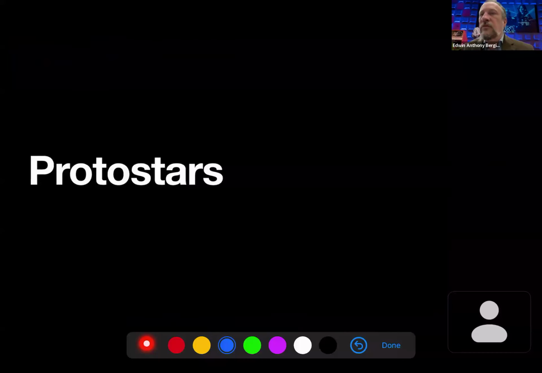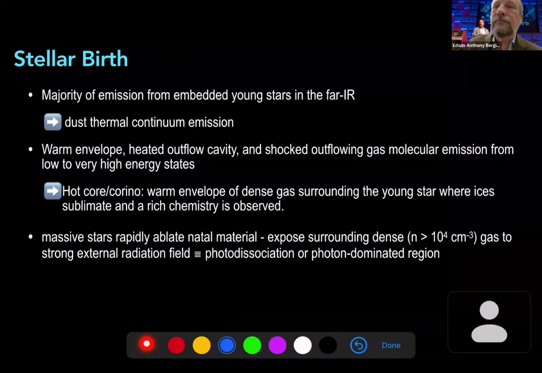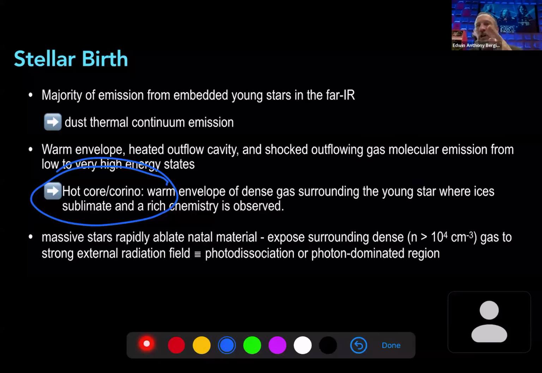All right, so the full chemistry of space gets revealed around protostars. These are what we call hot cores or hot corinos, where you have a warm envelope of gas surrounding a young star where ices are sublimating. And we tend to see this for the most part around massive stars, and that's historical, that they were easy to detect. But now with ALMA, we can look at hot cores, and so-called hot corinos, towards solar-type stars or even lower mass.